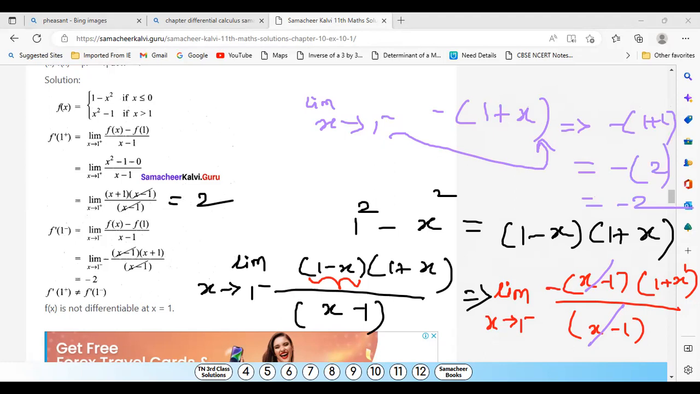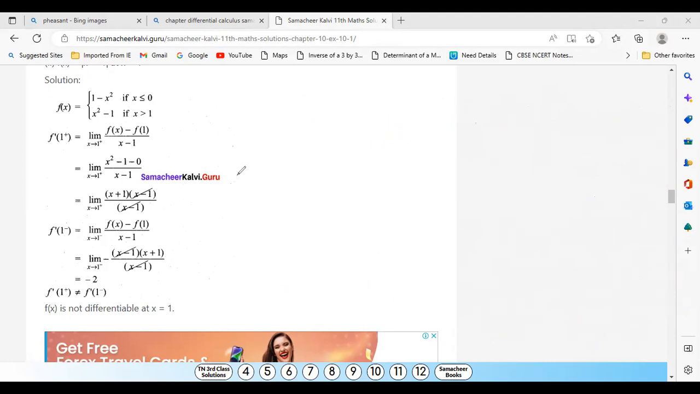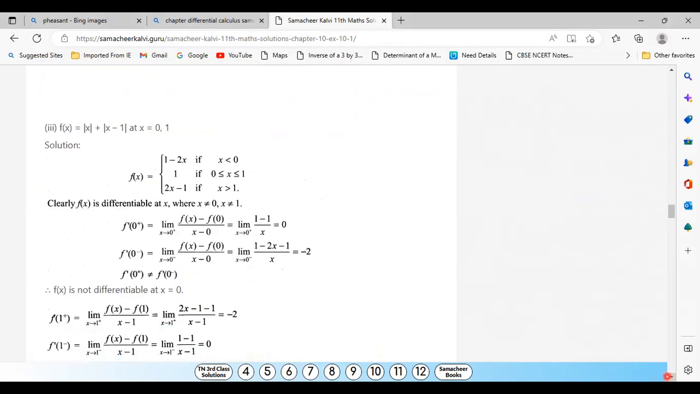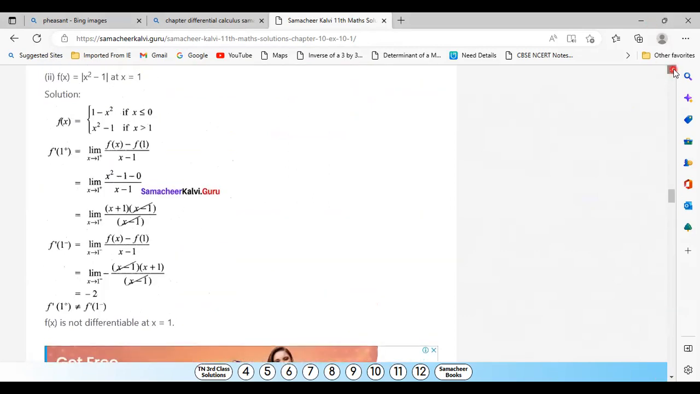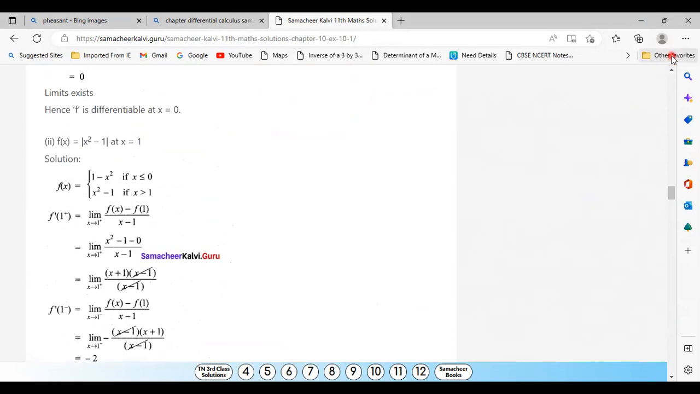Yes, ma'am. So now if you check your left-hand side answer and the right-hand side answer, they are different, right? They aren't equal. For the left-hand side, you got the answer is positive 2. For the right-hand side, you got the answer is negative 2. So they are not equal. So you're supposed to say the given function is not differentiable at x is equal to 1. Is it clear? Yes, ma'am. Is it clear, Akshaya? So that is how you will show.